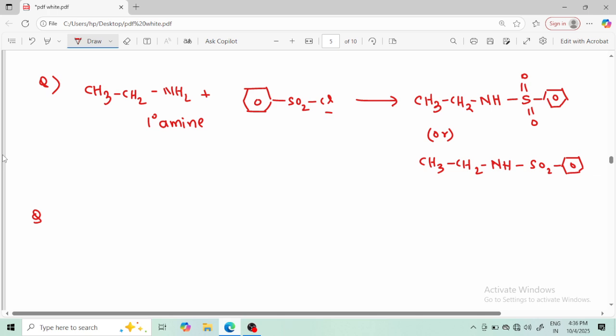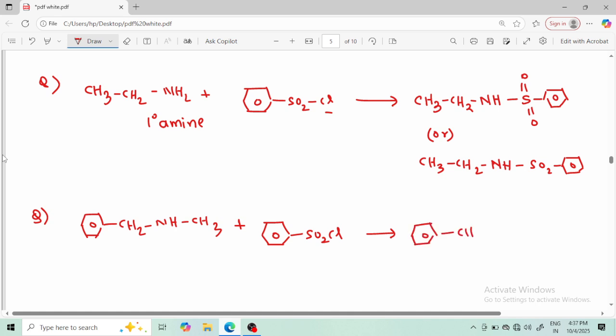So let's do another question. Suppose I'm giving this one, and let's say it's reacting with this SO2Cl. So what will happen? I'll twist the structure a little bit. Let's say I'm writing this NH here, so instead of writing this CH3 directly, I will write it below, and I will remove this one hydrogen, and then S double bond O.